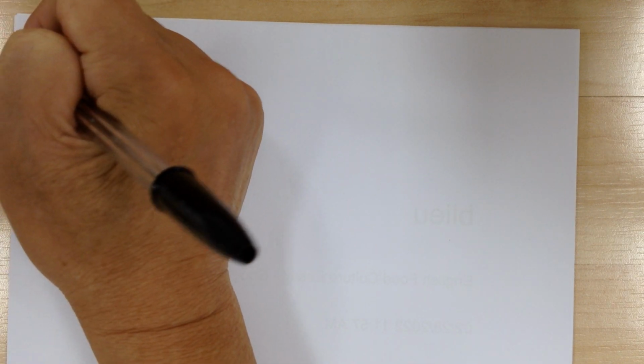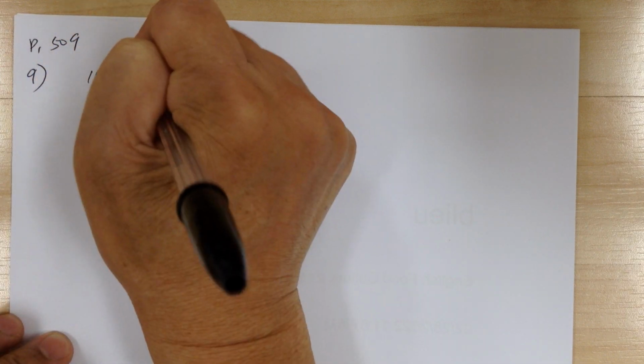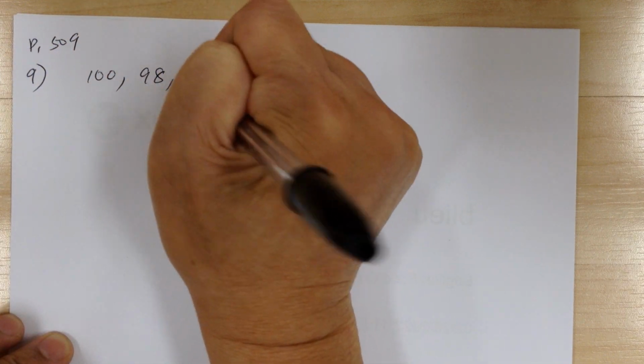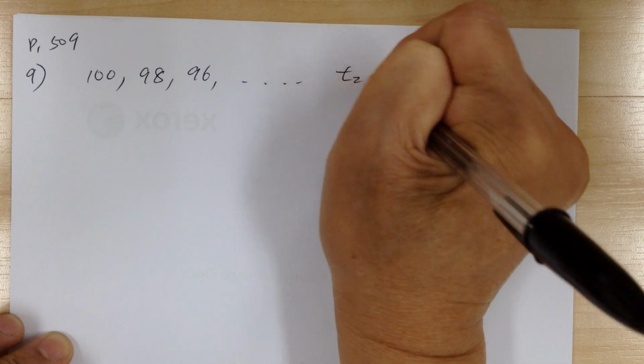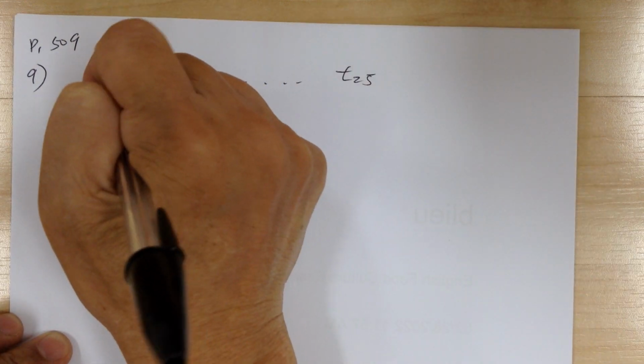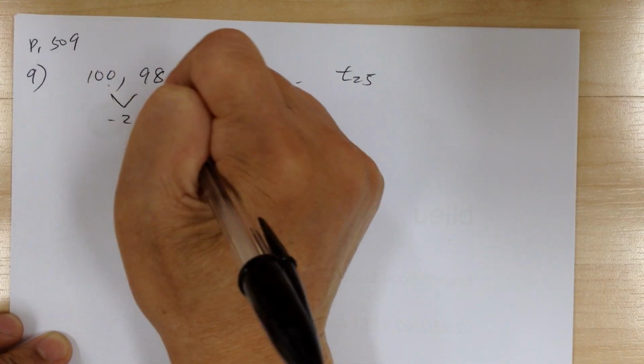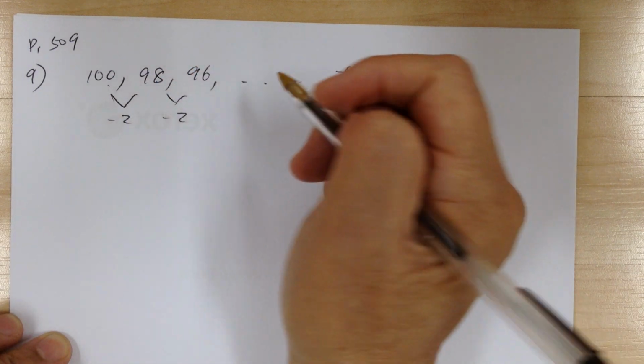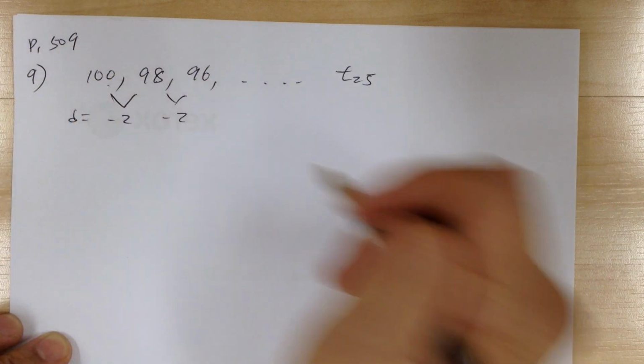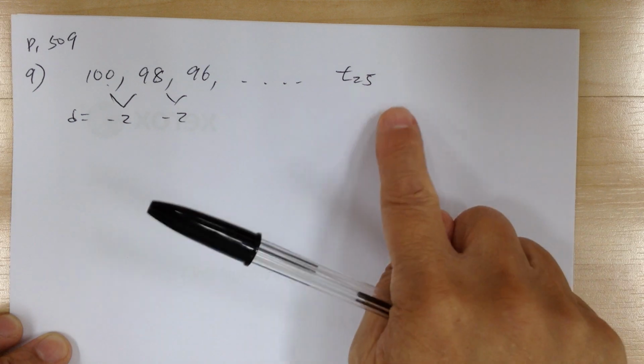Okay, number 9. The sequence is 100, 98, 96, and you're looking for T25. Again, first figure your D. From here to here, you have to minus 2, right? So your D is equal to negative 2. So again, you're looking for T25.